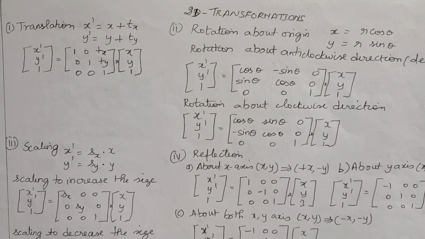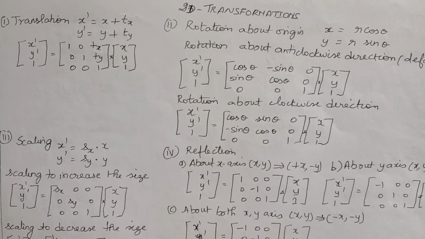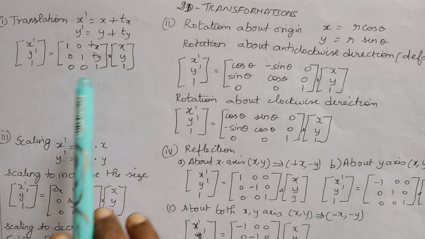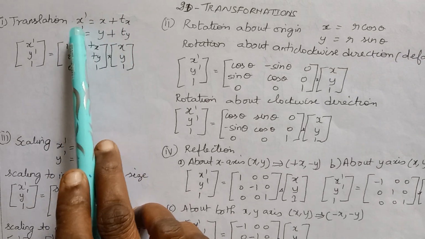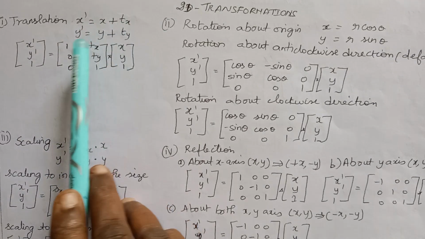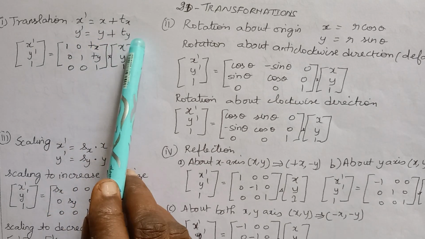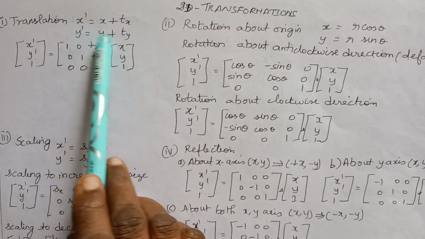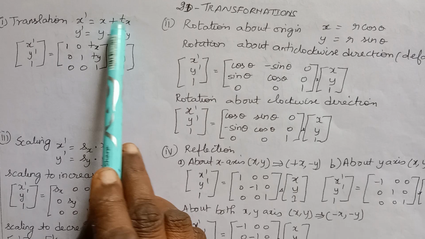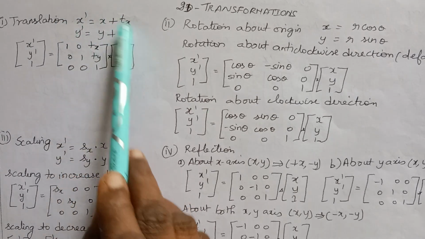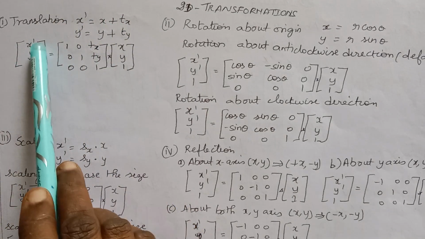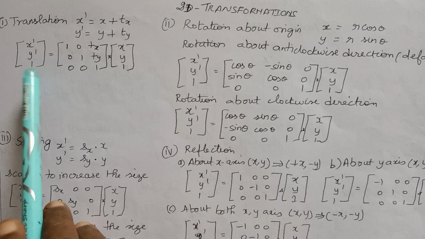Next, we go into the 2D transformations. Here you have translation. First, translation is x dash equals x plus tx, and y dash equals y plus ty. You need to remember this form, how you transform x and y to the new axis, as well as how to express this in the form of a matrix, which we need to know.